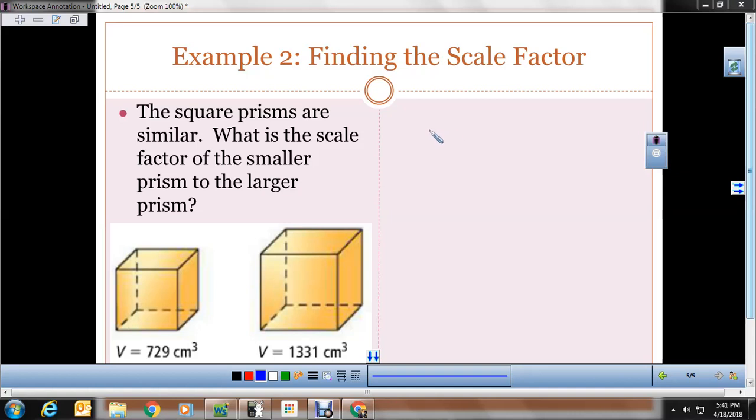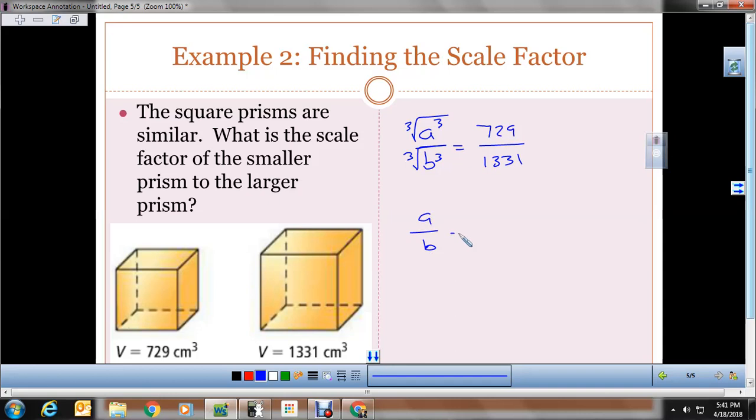So this right here, because of the volume, this is the same thing as saying this is our A cubed over B cubed. But we need to make sure that we simplify it. So we have 729 over 1331. Now, first thing we're going to do is, because we're looking for A over B, what is the scale factor? Well, the way to get this is I'm going to take the cube root, and I'm going to take the cube root of the other one. So that gives me A over B.